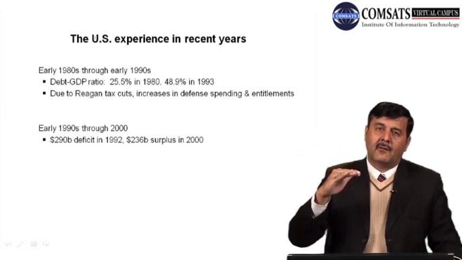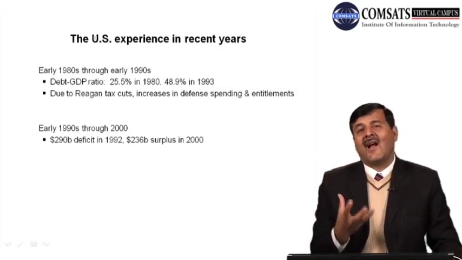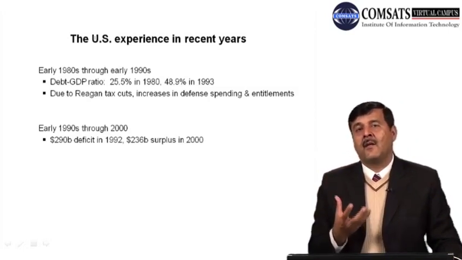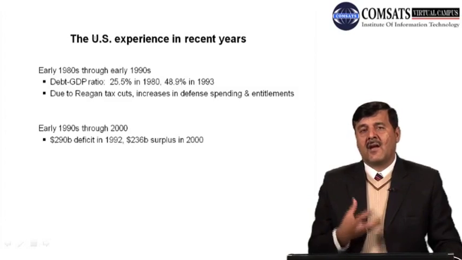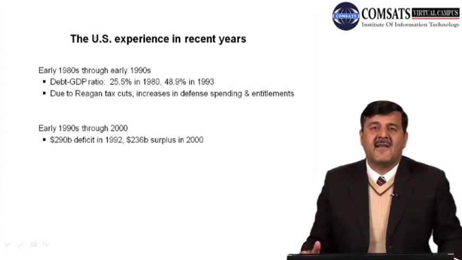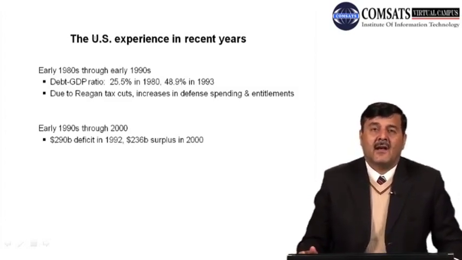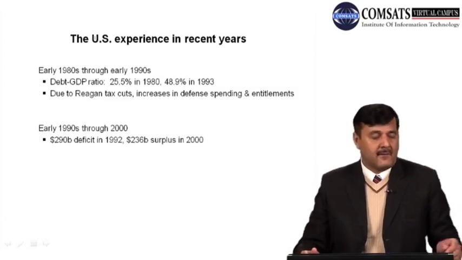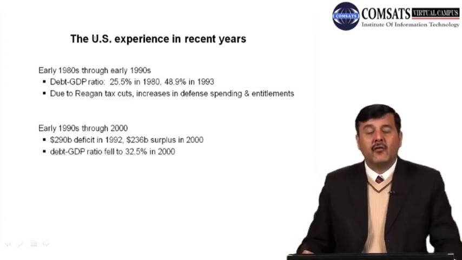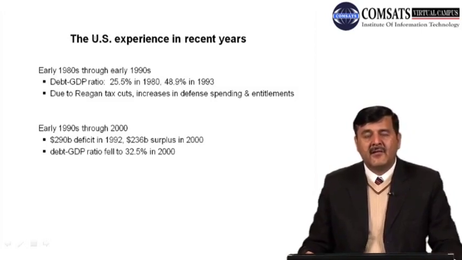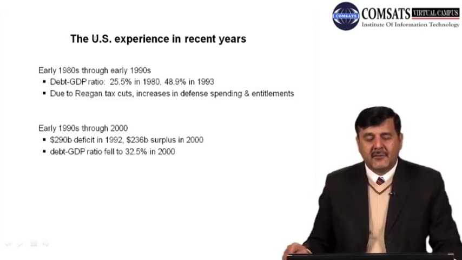So when there was a surplus in the budget, that helps to reduce the government debt burden in those years, right? Because that surplus in the budget was used or can be used to finance the government debt of the previous years. Now the debt-GDP ratio fell due to that budget surplus. The debt-GDP ratio fell from 48.9% to 32.5% in 2000.